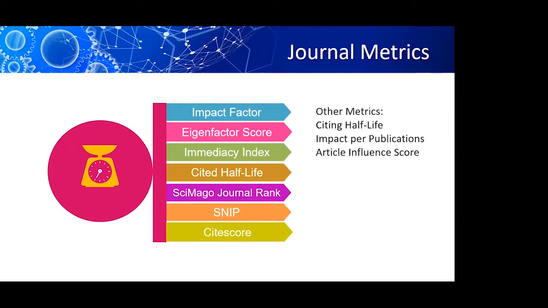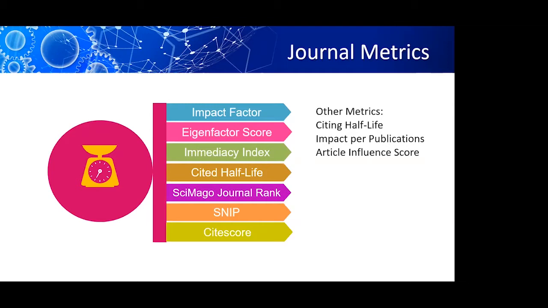I'm moving to the next slide. That is the important, or we can call it, major journal metrics. The first metric here is the impact factor. And the second one is Eigenfactor score, immediacy index, cited half-life, SCImago Journal Rank, SNIP, that is called as SNIP, and the next one is CiteScore.